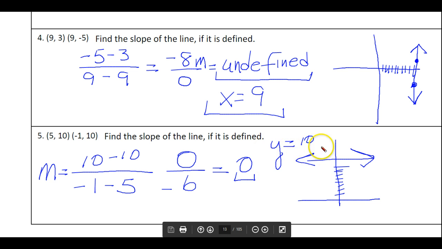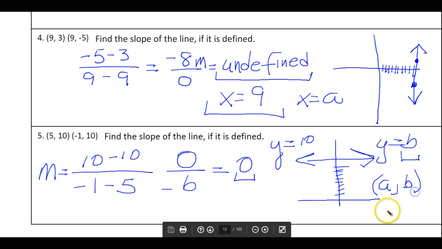The standard form of this would be y equals b, and we have been saying that b is the y-intercept. And here we're saying x equals a is the x-intercept. And we sometimes see this as an ordered pair a comma b instead of x comma y. All right, we'll see how we're doing here.